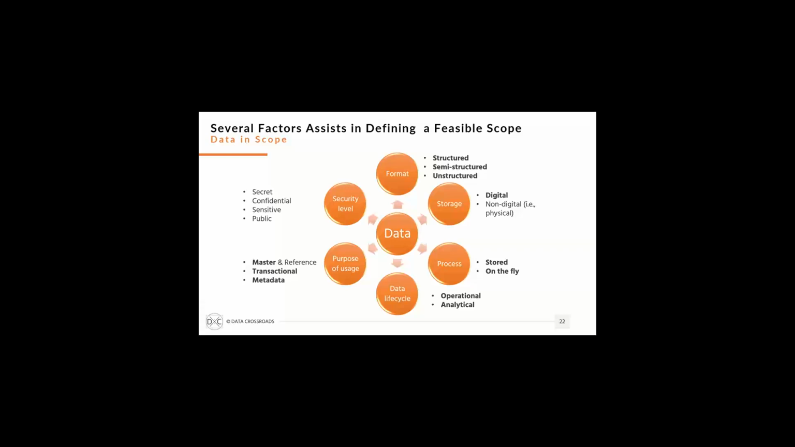The next factor can be the limitation of data scope. In my practice, I use different data classifications to help my customers limit their initiatives. So in our situation, we will definitely think about structured, semi-structured, and unstructured data, definitely digital. You may think about whether it will be stored data or on the fly. You may also think about operational and analytical data, master, transactional, and metadata. So it's already a start in thinking what kind of data you need. Again, it can help you to scope your initiative properly.